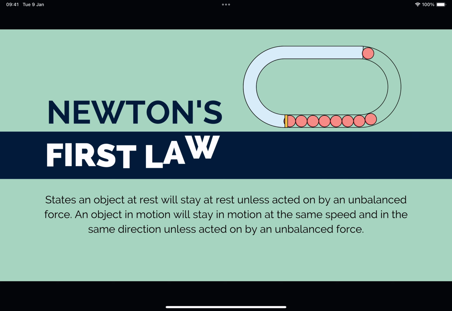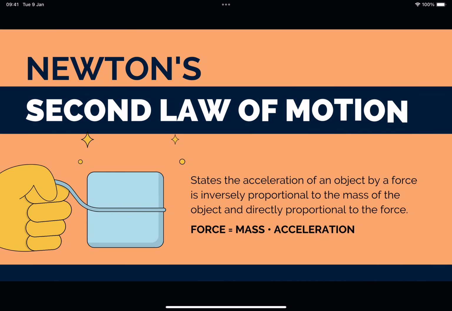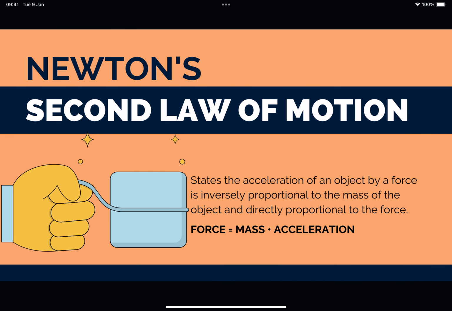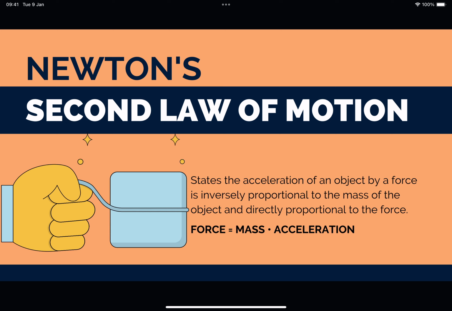He gave three laws. We discussed the first law, which states that an object at rest will stay at rest unless and until an external force is applied to it. Newton's first law of motion is also known as the law of inertia. The second is Newton's second law of motion, which says that force equals mass into acceleration, and F is written as capital F and not small f.